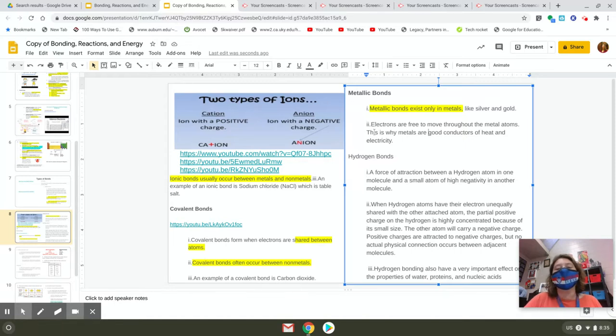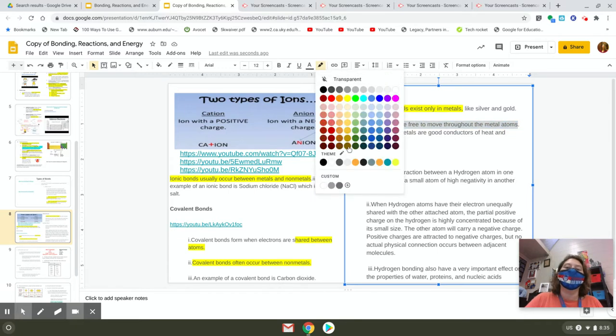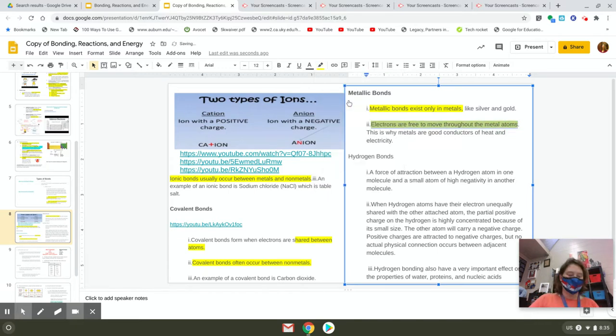And then number 2, electrons are free to move through the metal atoms. Highlight this. If you stick a metal fork in the light socket, what's going to happen? Yeah, it's not going to be good, right? Because metal is a good conductor of electricity, and this is why. Because the way metals bond to other metals, it makes it to where the electrons can move freely among the atoms.